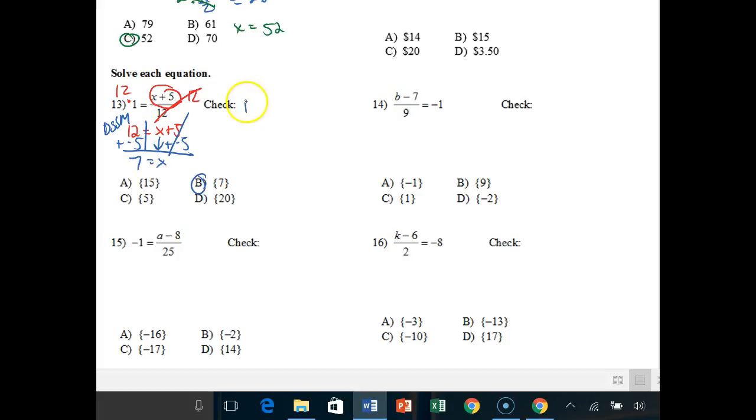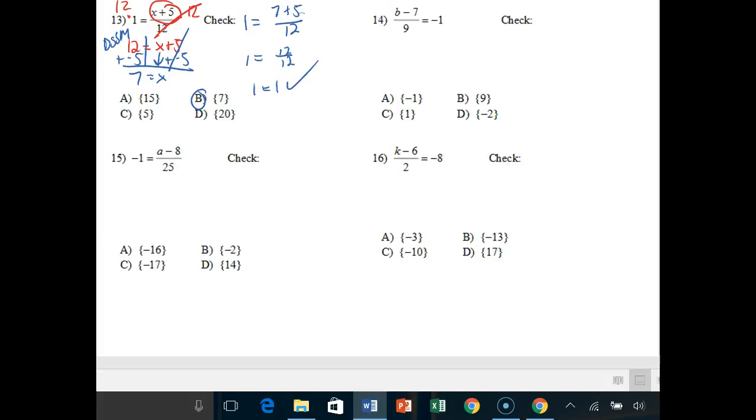I do want you to check this. So 1 is equal to 7 plus 5 over 12. 1 is equal to, what is 7 plus 5? It's 12. Is 12 over 12 1? 1 is equal to 1. Absolutely. I'll do one more for you, 15.